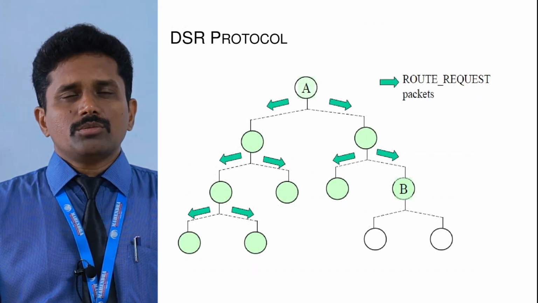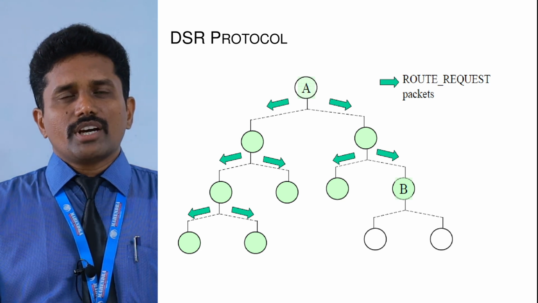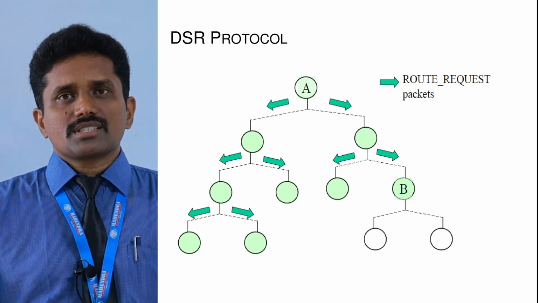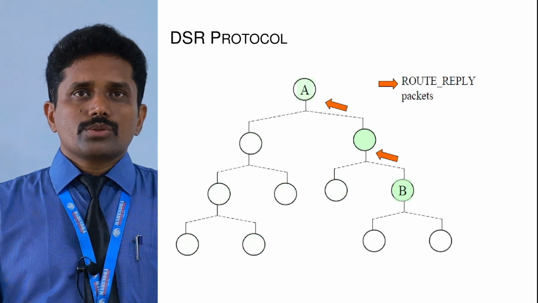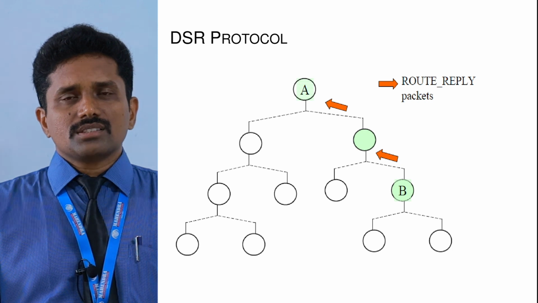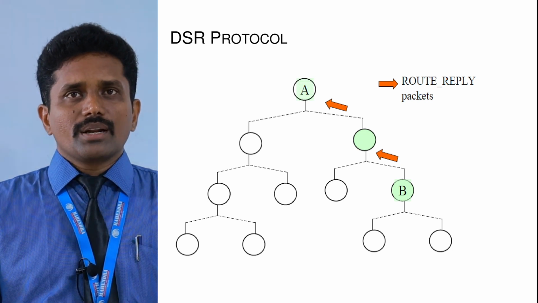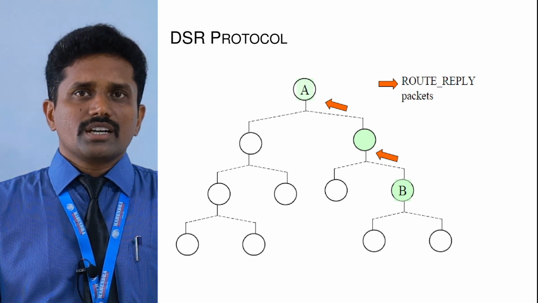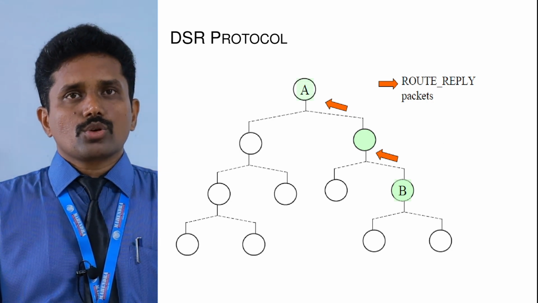So this is a diagram of a network where node A broadcasts the route request packets. All the intermediate nodes forward the packets until the packet reaches the destination B. Once the packet reaches the destination B, the destination replies to the source node with the route reply. This happens using the addresses added in the packet header until it reaches the source node A.